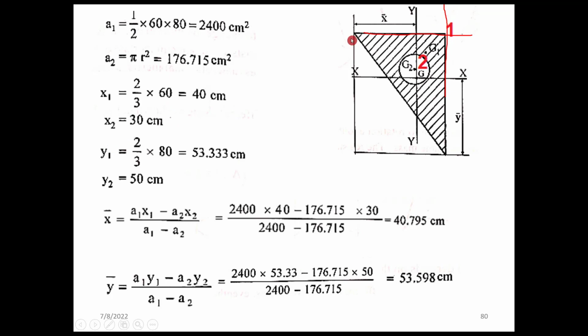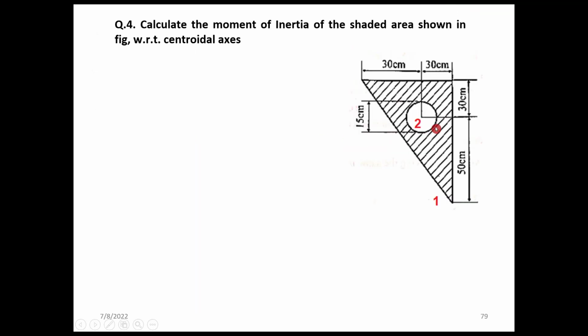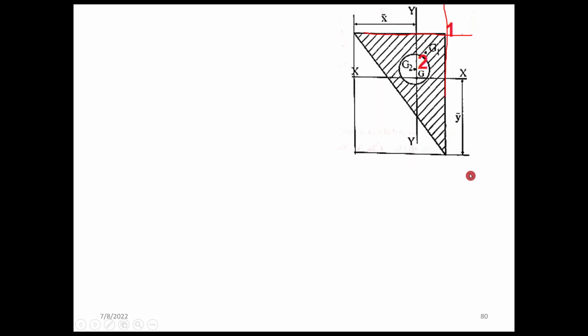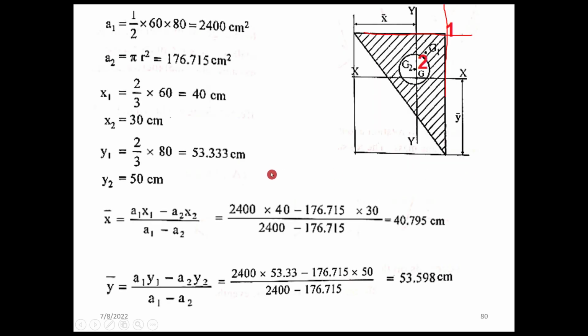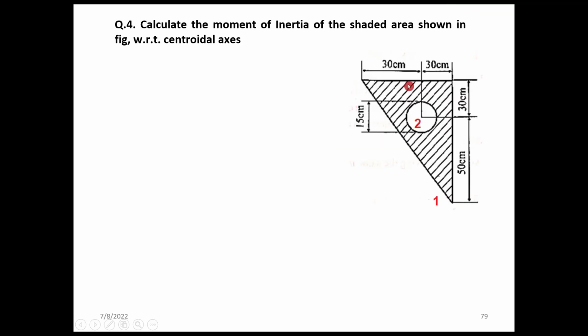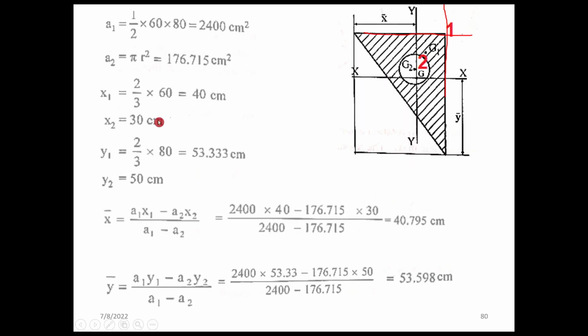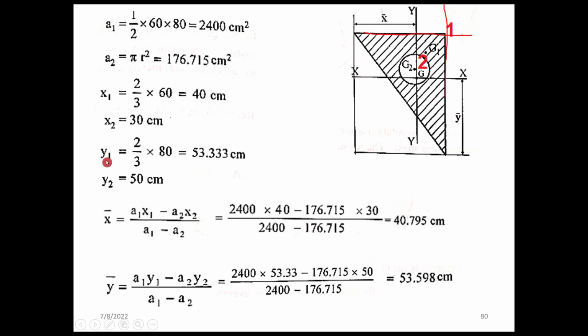x2 is from here to down, the total is actually 30 plus 50. This x2 is for the circle area. So we have total 60. So this point is exactly at 30 from the left extreme. So directly the x2 is also 30, right?